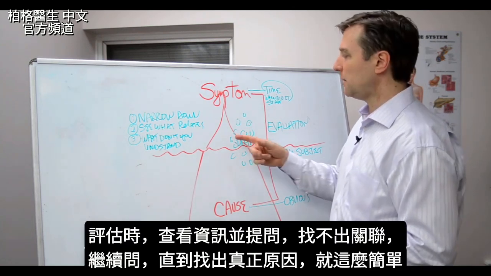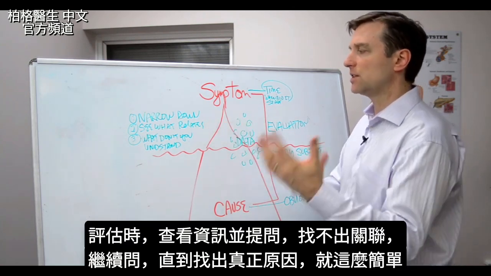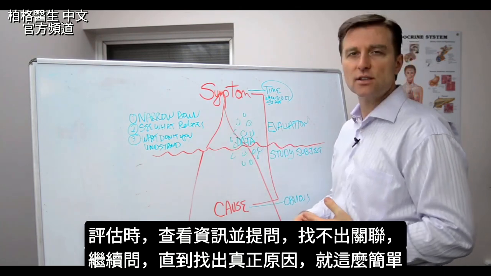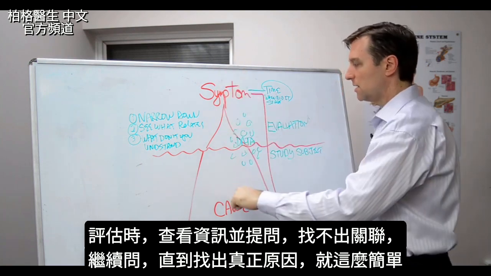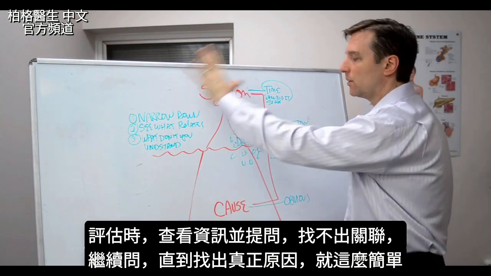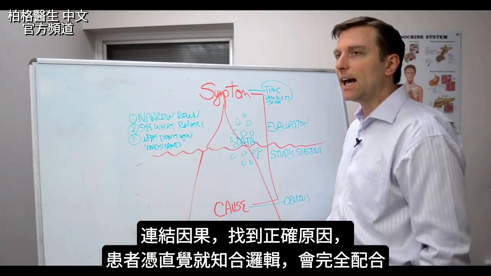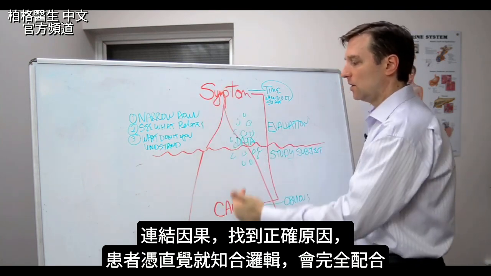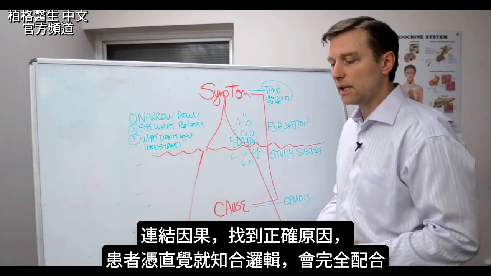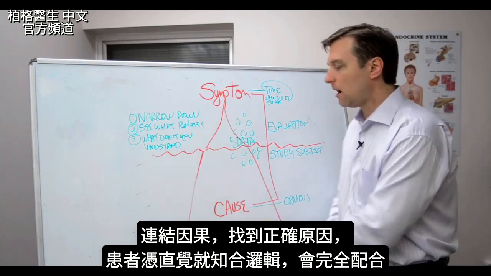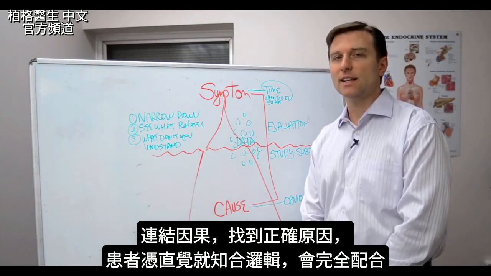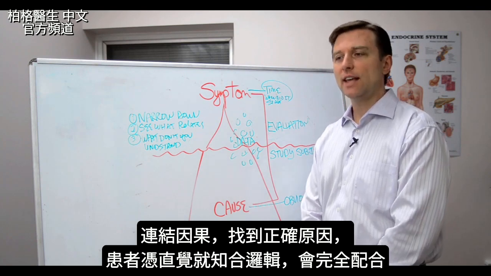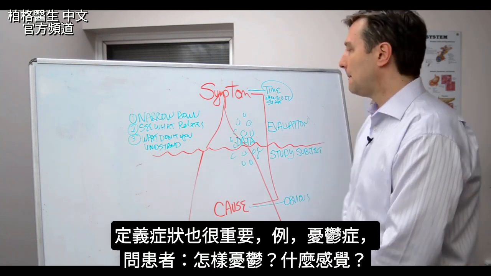So you're looking at the information, you're asking questions about it, you're seeing how things relate, and you say, well, I don't understand that. You keep asking questions until you get to the real cause. That's the simplicity of evaluation. But again, we have to link cause and effect. They're two different things, and when you get the right cause, you get a lot of cooperation from the patient. It makes sense to them. They just intuitively go, yeah, okay, that makes sense.